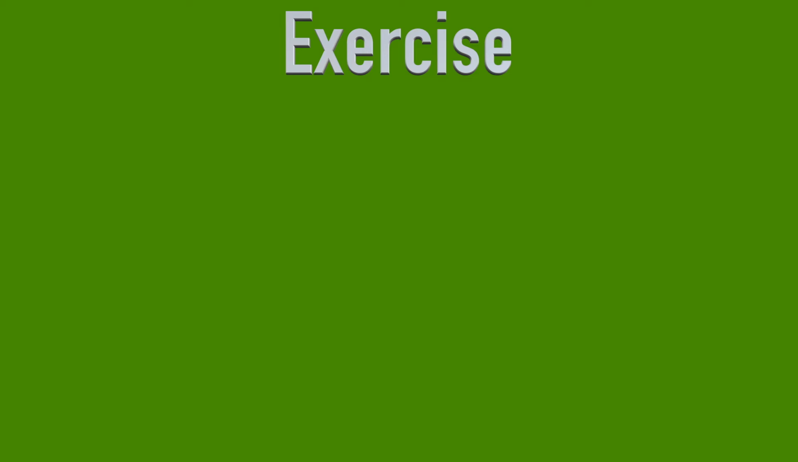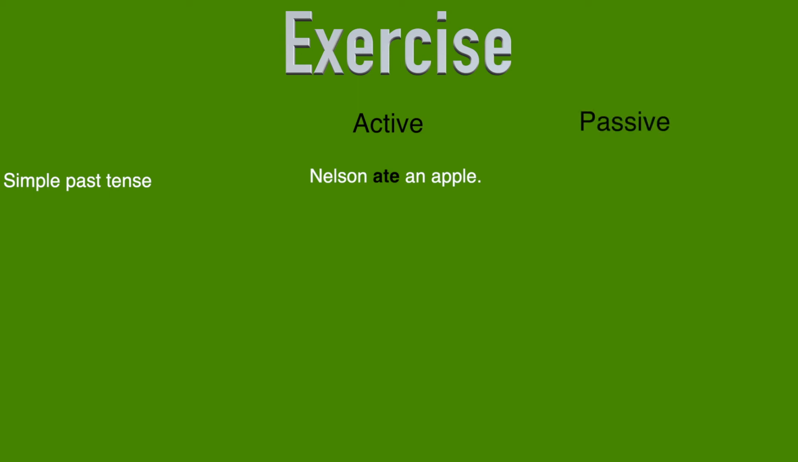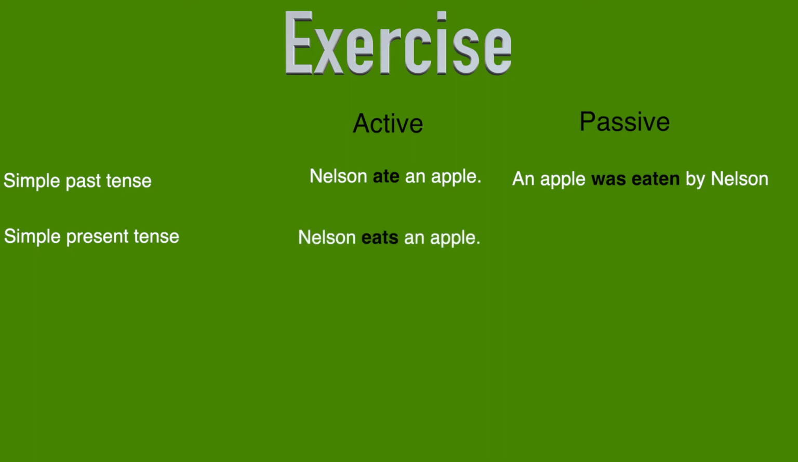Here are some examples of active and passive sentences in some of the tenses we have learned so far. Pay attention to how the verbs are written in the passive voice so that these sentences can stay in the same tense. Simple past tense, active voice. Nelson ate an apple. Passive voice, an apple was eaten by Nelson. Right? Simple present tense, active voice. Nelson eats an apple. Passive voice, an apple is eaten by Nelson.